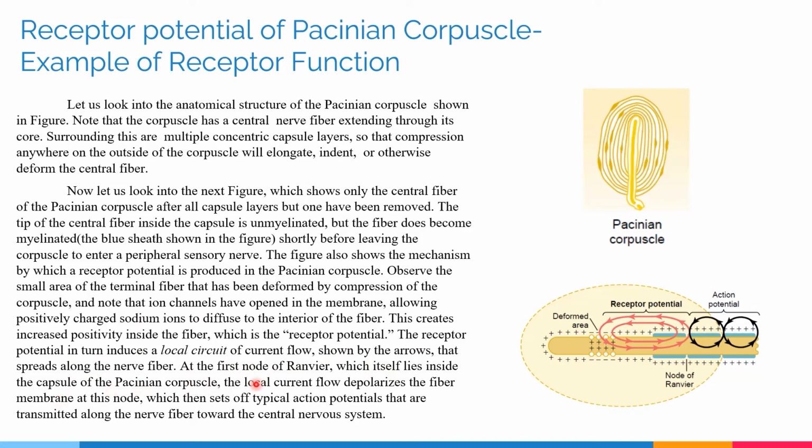At the first node of Ranvier, which itself lies inside the capsule of the Pacinian corpuscle, the local current flow depolarizes the fiber membrane at this node, which then sets off a typical action potential that is transmitted along the nerve fiber towards the central nervous system. This is how the Pacinian corpuscles detect the sensation of touch.